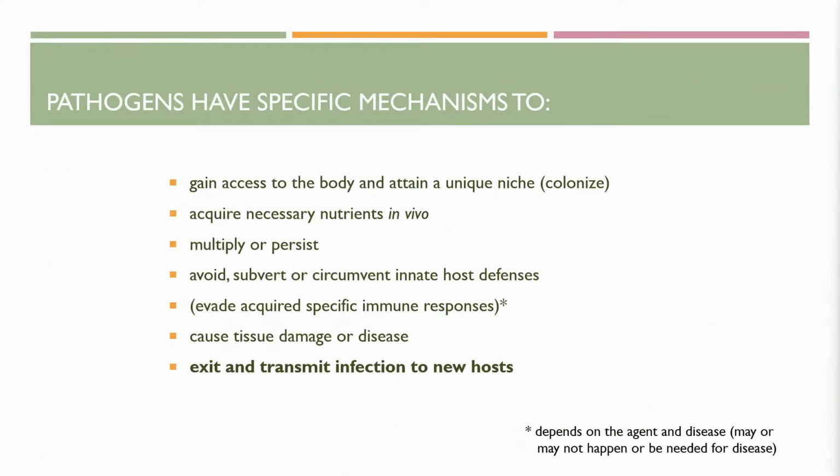So we've talked about this before. Pathogens have specific mechanisms that allow them to gain access to the body and colonize and adhere. So they are able to acquire the nutrients necessary. Then they have to multiply and persist, and then avoid the innate host defenses, and also evade acquired specific immune defenses. So that's both the first innate host defenses, the innate immune response, and then also the acquired or the adaptive immune response. And then they're going to have to cause tissue damage and exit and transmit infection to the new host.